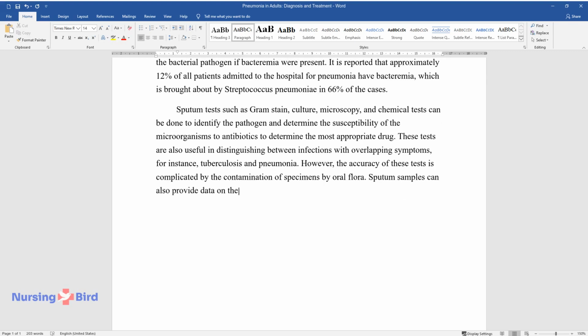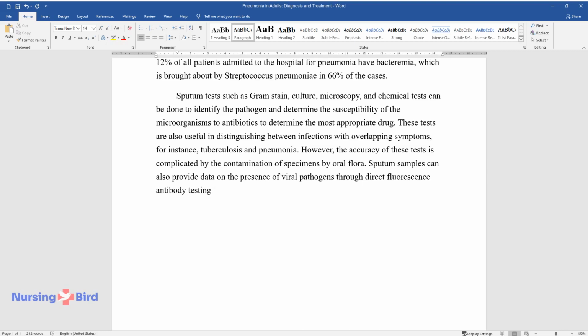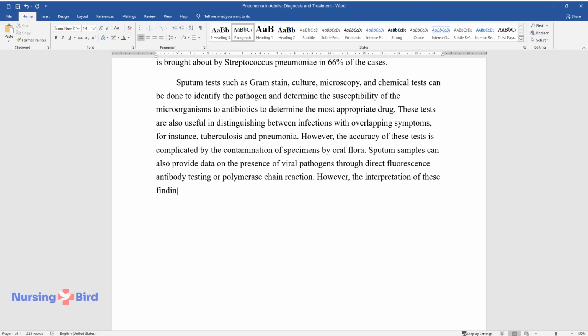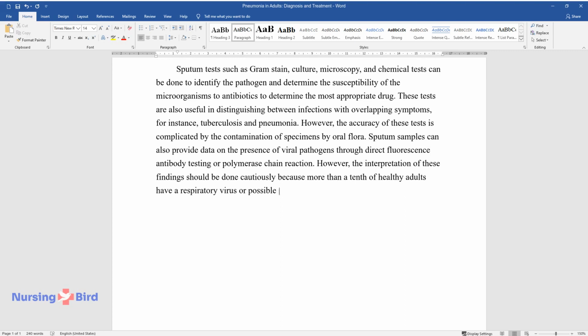Sputum samples can also provide data on the presence of viral pathogens through direct fluorescence antibody testing or polymerase chain reaction. However, the interpretation of these findings should be done cautiously because more than 1/10 of healthy adults have a respiratory virus or possible bacterial pathogen.